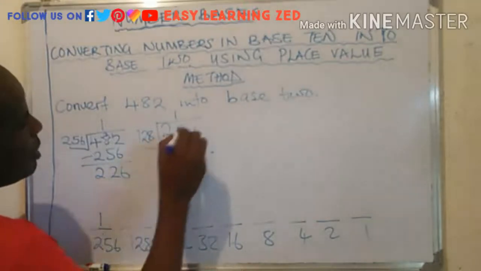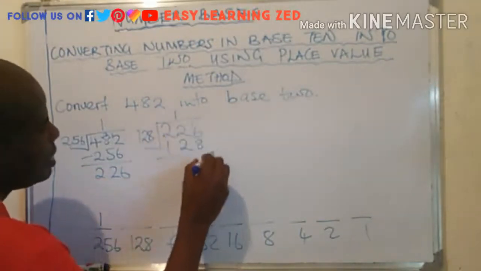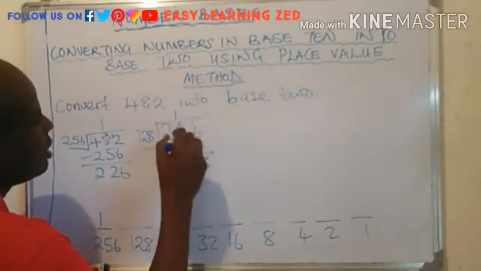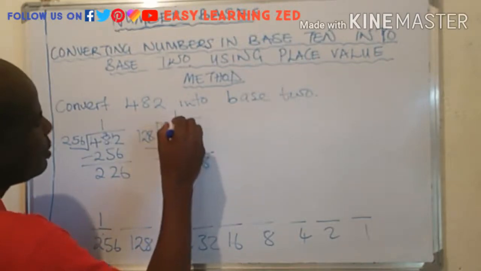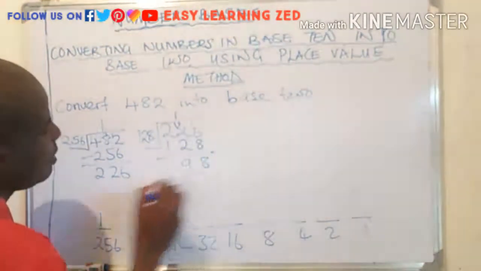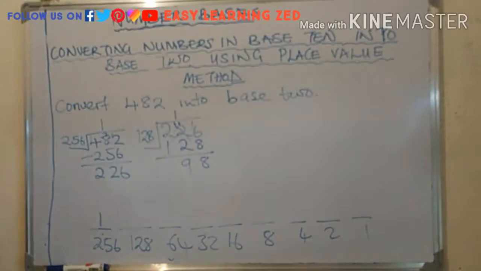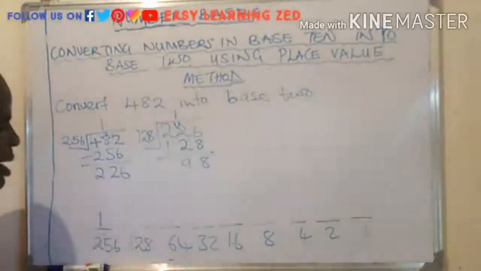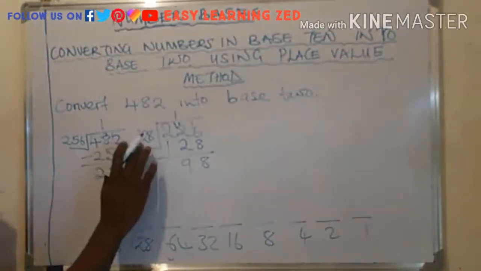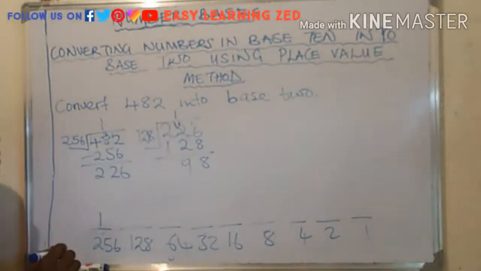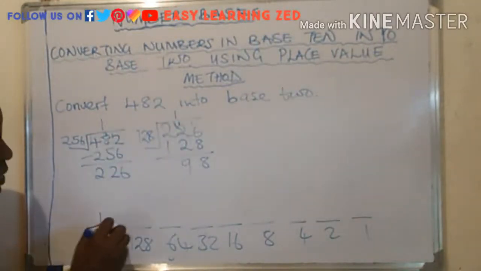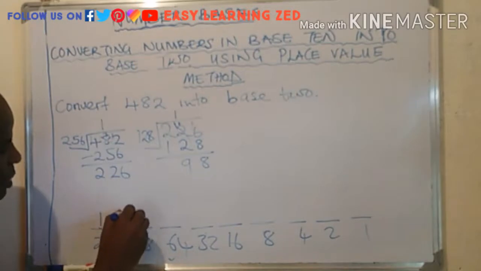Then we're going to borrow 1 here, it's going to be 8 here. Here you remained with 1. So again, we're going to borrow 1, it's going to be 11. Then you remain with 9, then it will be 98. So how many times can 128 go into 226? We are saying 1.